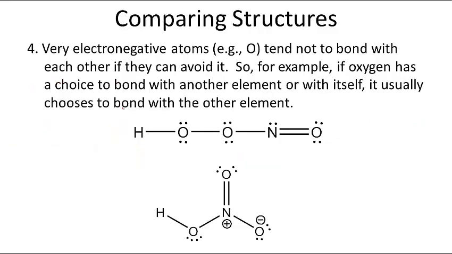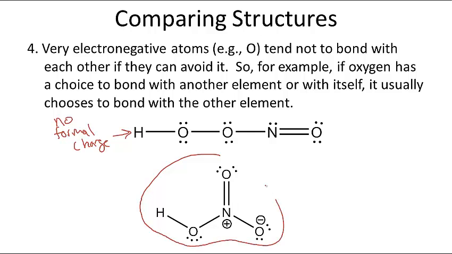Okay. Comparing structures. An atom that's very electronegative, like oxygen, does not bond with itself if it can avoid it. So if oxygen can bond with something else, it usually chooses to bond with that other thing. So the formal charges: this one has no formal charge, and this one does. The bottom one is actually more stable just because oxygen isn't bonding with itself.